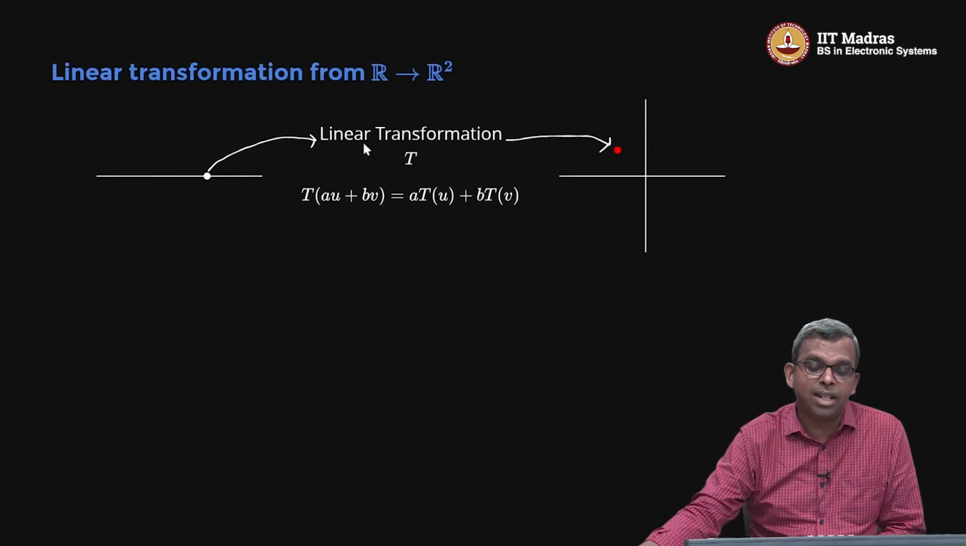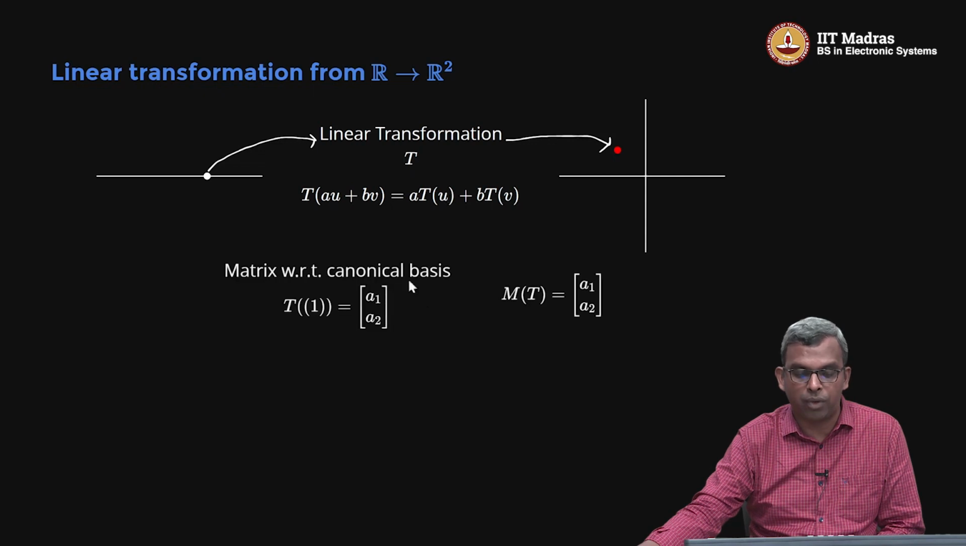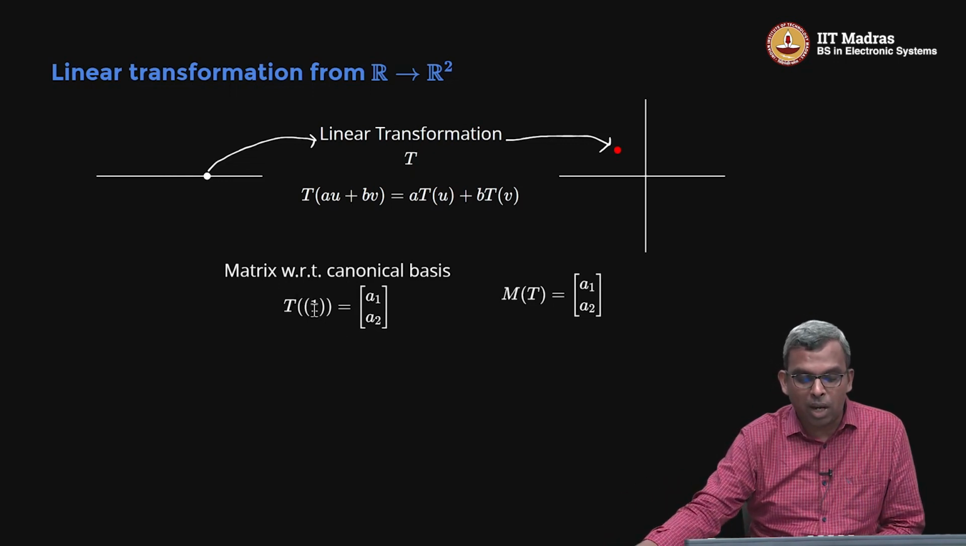You can also have a linear transformation from R to R2. You start from a point in R on the real line and you go to R2, and the linearity condition is still satisfied. The canonical basis for R is just the scalar 1. Maybe this 1 goes to (A1, A2). Now my matrix is just a 2 cross 1 matrix with (A1, A2) as the first column. There's only one basis vector, and for that basis vector the transformation gives you (A1, A2). So you get a 2 cross 1 matrix.